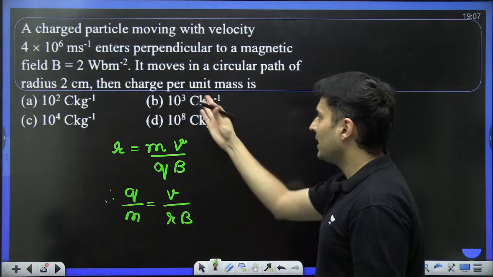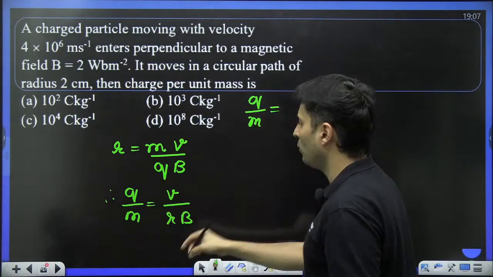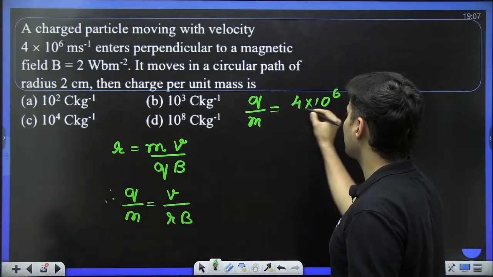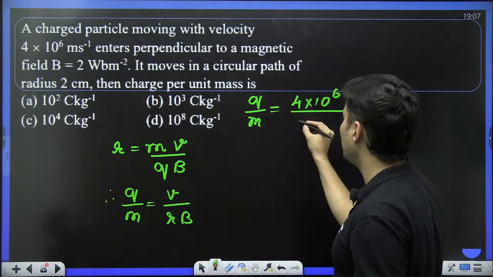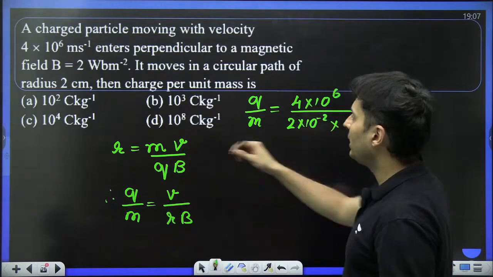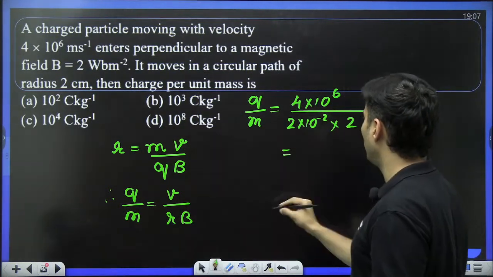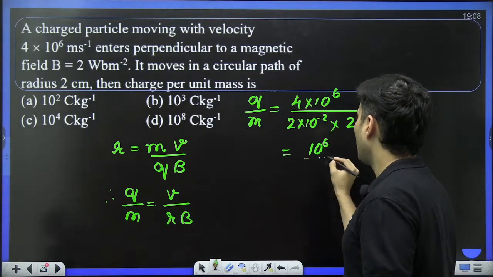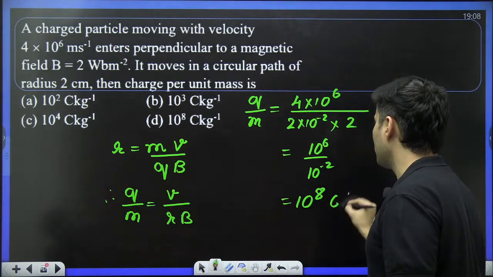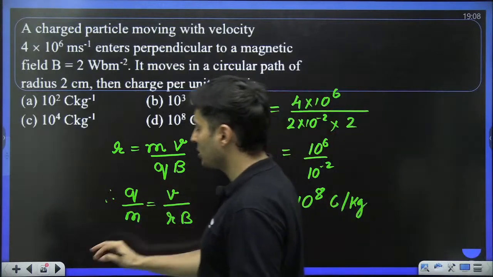V by RB. So that's what is asked. Therefore, specific charge per unit mass will be velocity divided by radius times magnetic field. Velocity is 4 into 10 to the power 6, radius 2 centimeters, that means 2 into 10 to the power minus 2 meters. Magnetic field is 2 SI units. So 2 2s are 4, cancels 4 and 4. So 10 to the power 6 divided by 10 to the power minus 2 will be 10 to the power 8 coulombs per kg. That should be the answer. Coulombs per kg, which is option D.